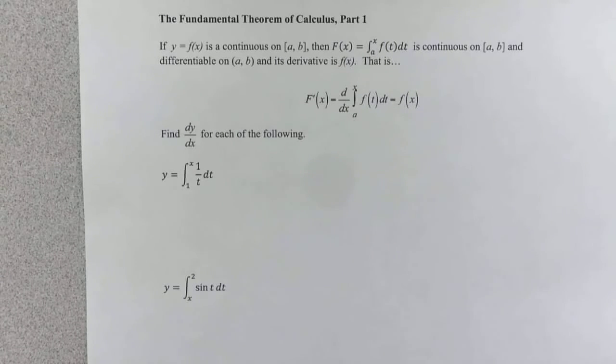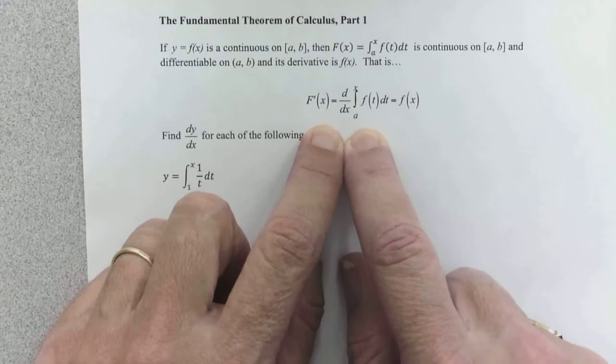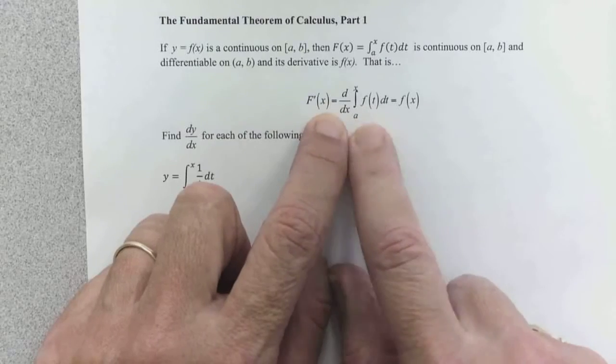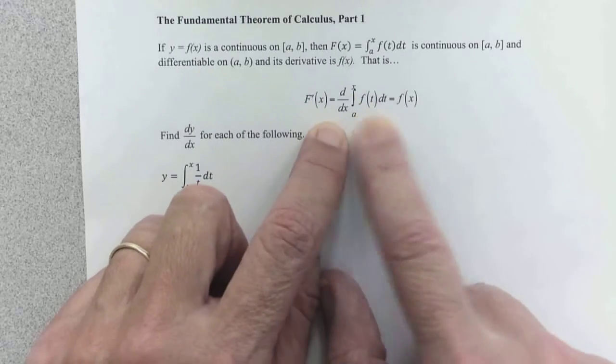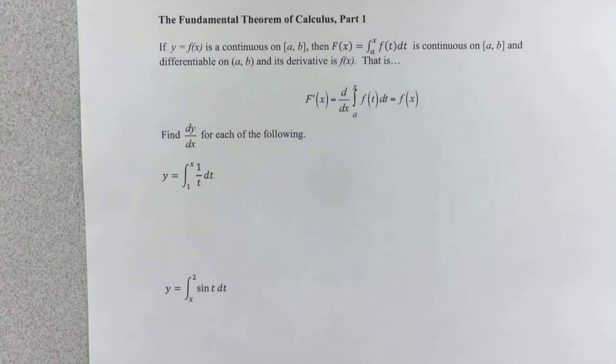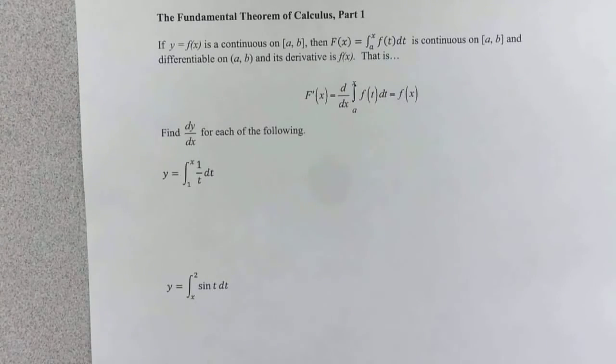Differentiation and indefinite integrals were opposites. Well, we have a similar thing going on here. The derivative of this definite integral, they seem to undo each other, getting me back to f of x. So it really is just confirming something that we already knew, that the derivative and an integral were opposite operations. Now, we aren't going to do a whole lot with this particular part. Part two is way more what we want to work with.